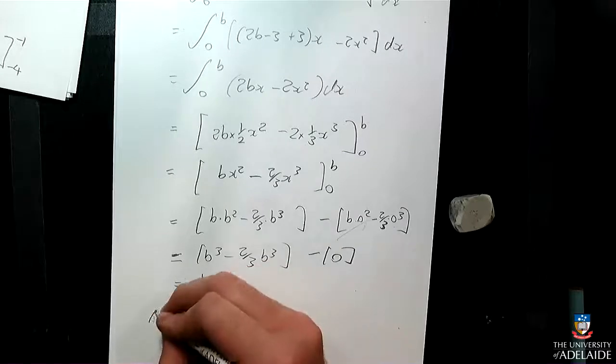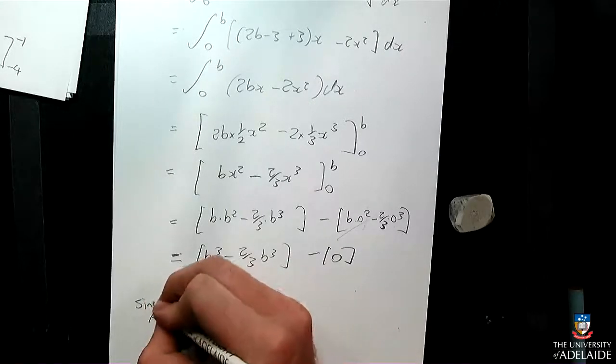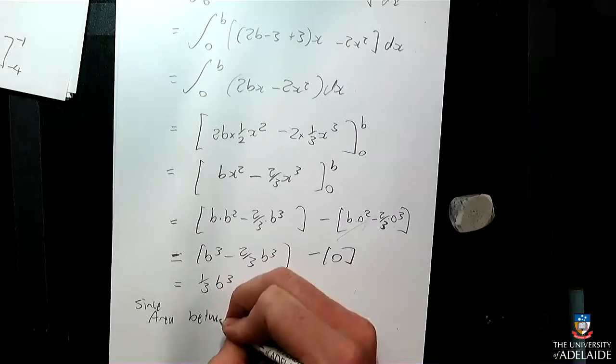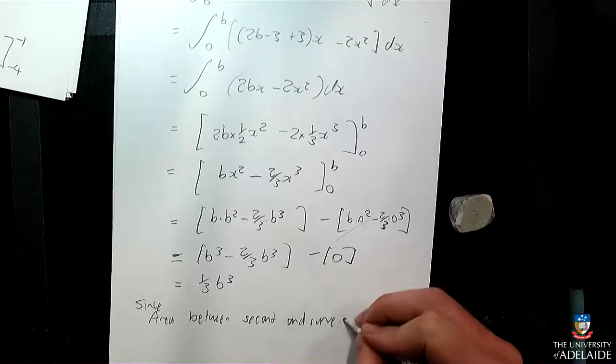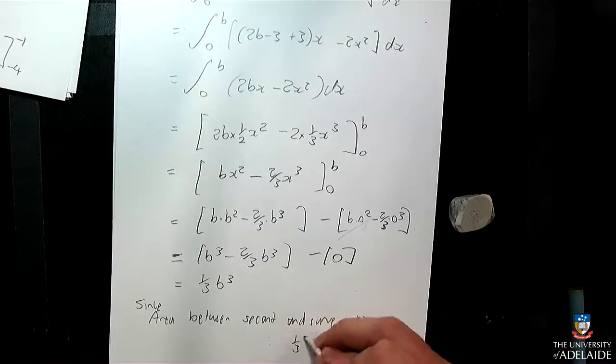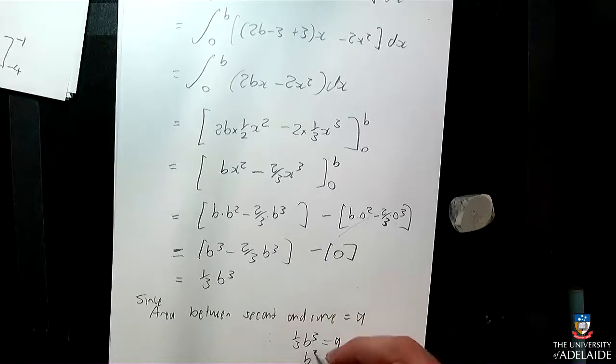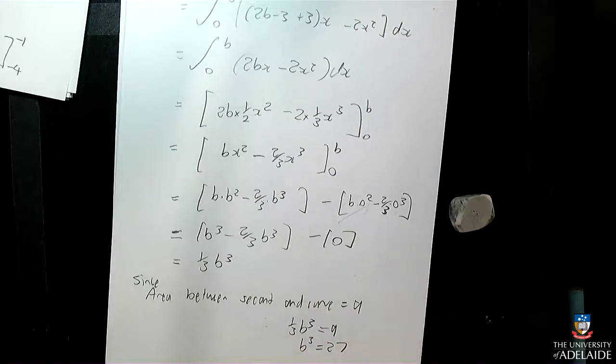So since that area equals 9, therefore 1/3 of b cubed is 9, which means that b cubed is 27, which means that b is 3. Fabulous. And so I've found it. So b has x-coordinate 3.